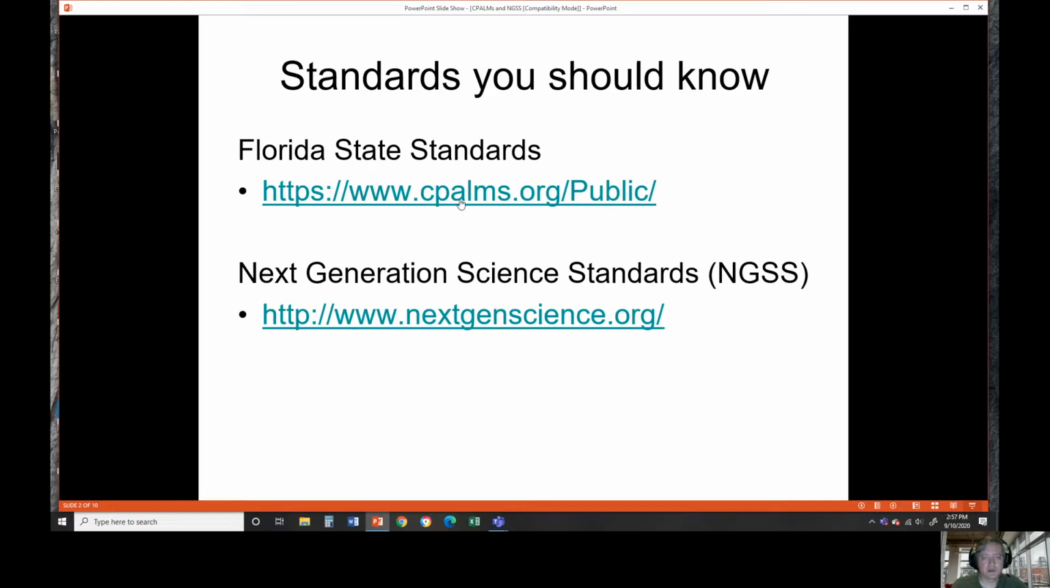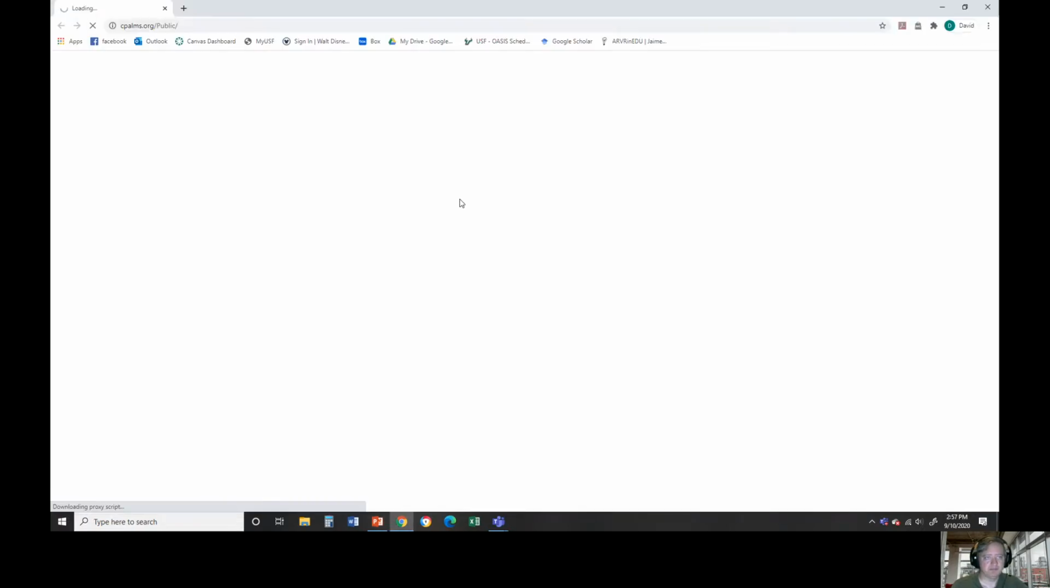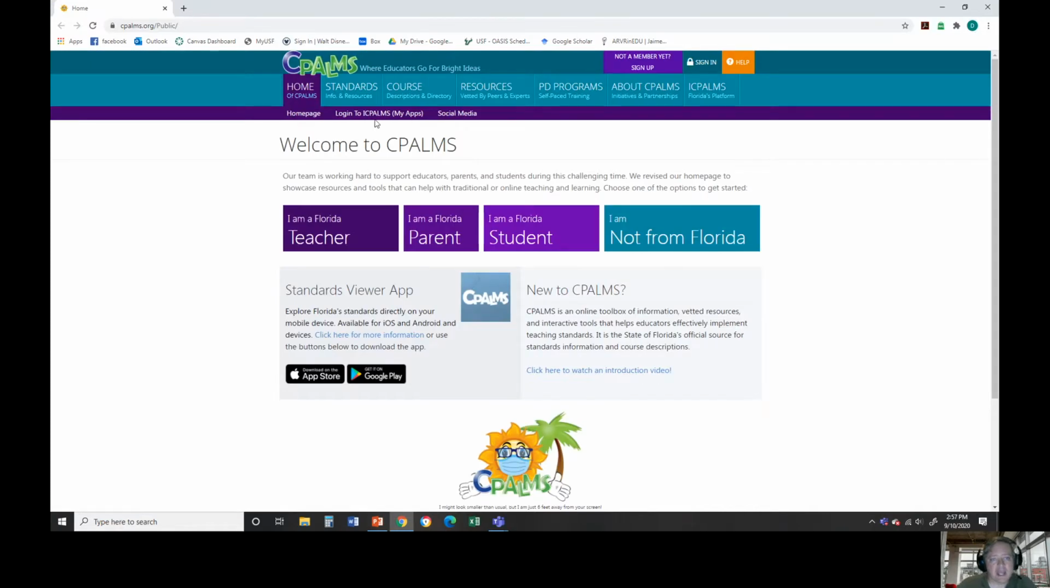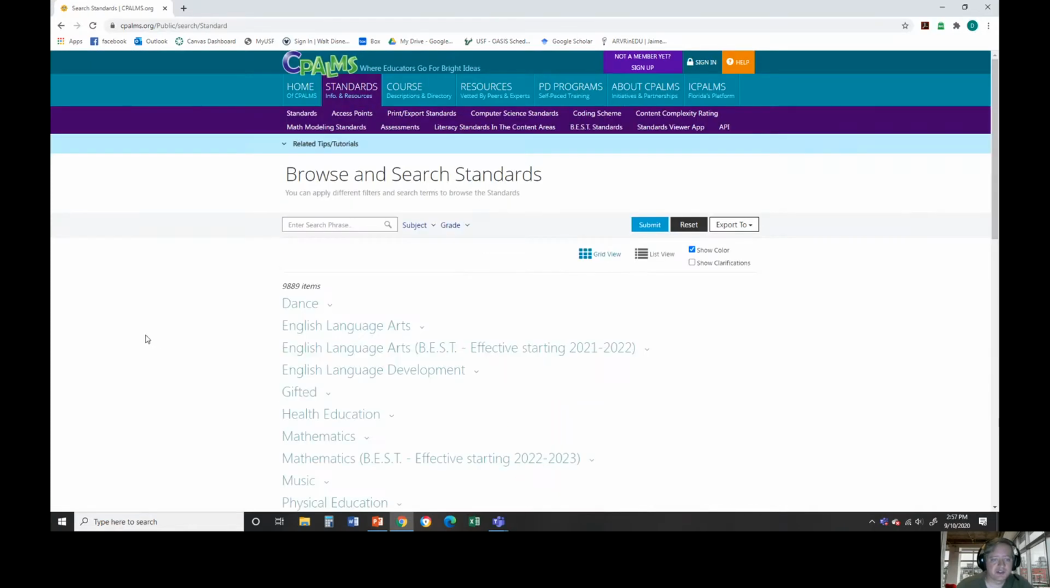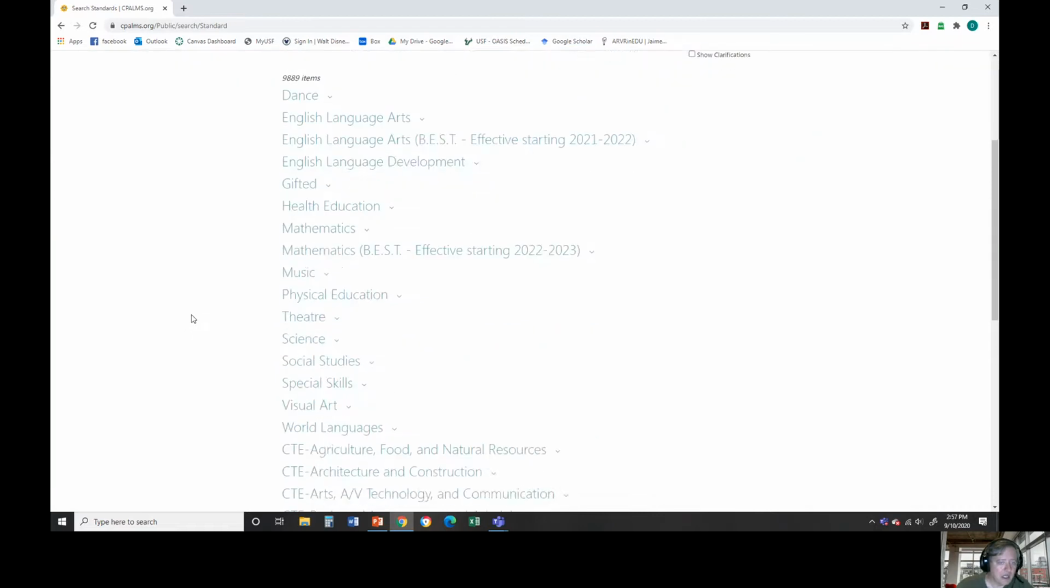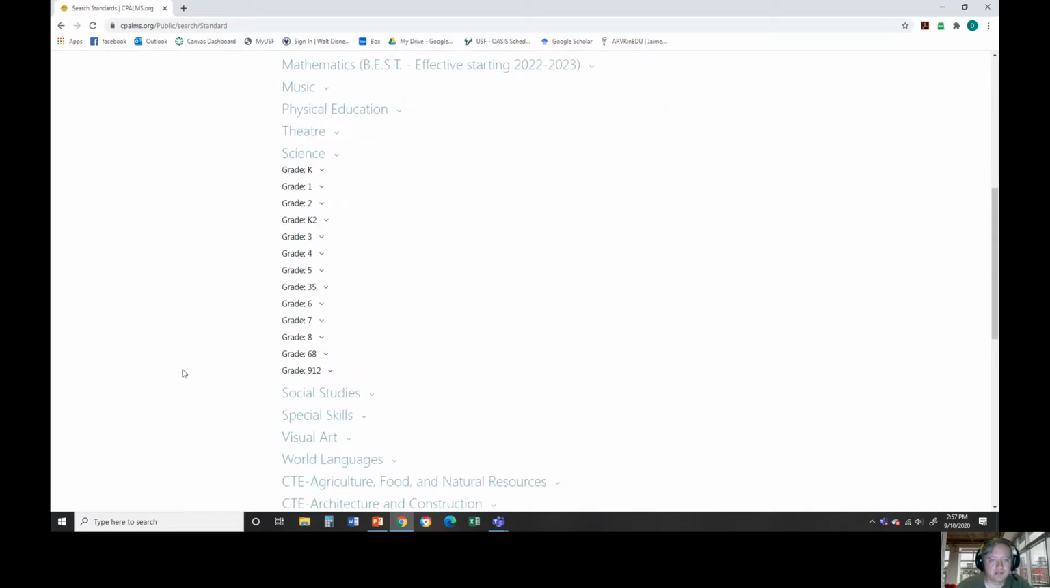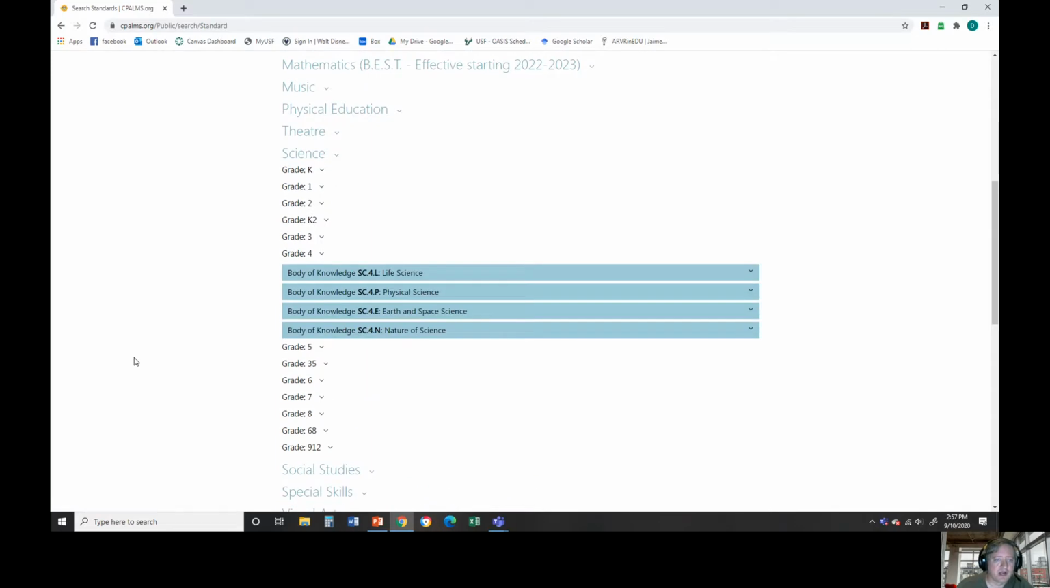So what we do is we go to the CPALMS website. Once it comes up, we're going to be looking at the different standards. Since we're interested in science, I'm going to be going down to science, and we have it broken up by the different grade levels. Let's just pick on grade 4. So life science, physical science, earth and space science, nature of science. You can see how the categories are broken up: L, P, E, N.